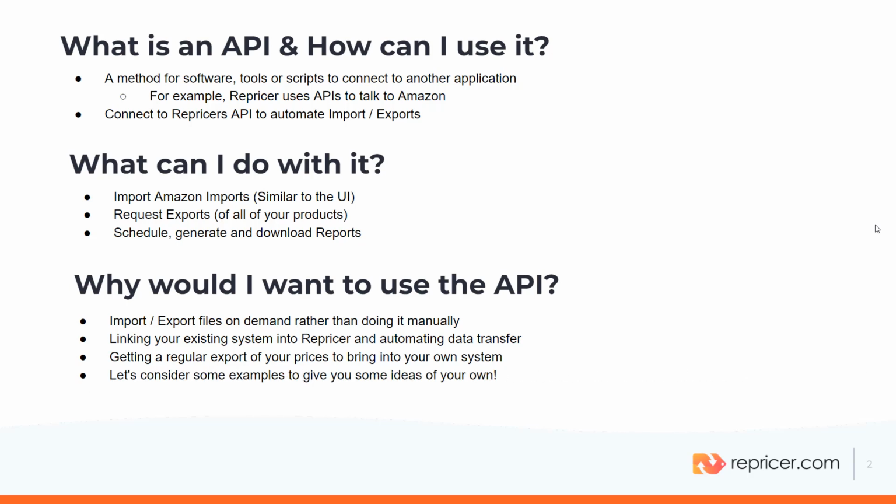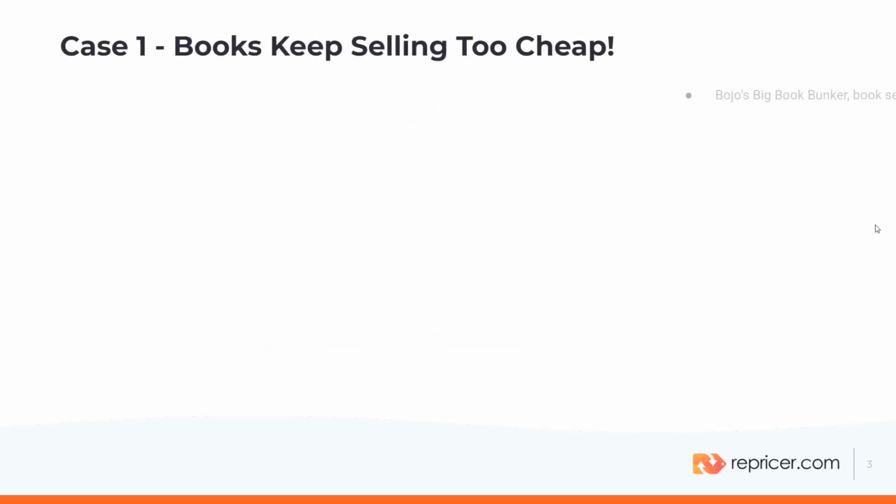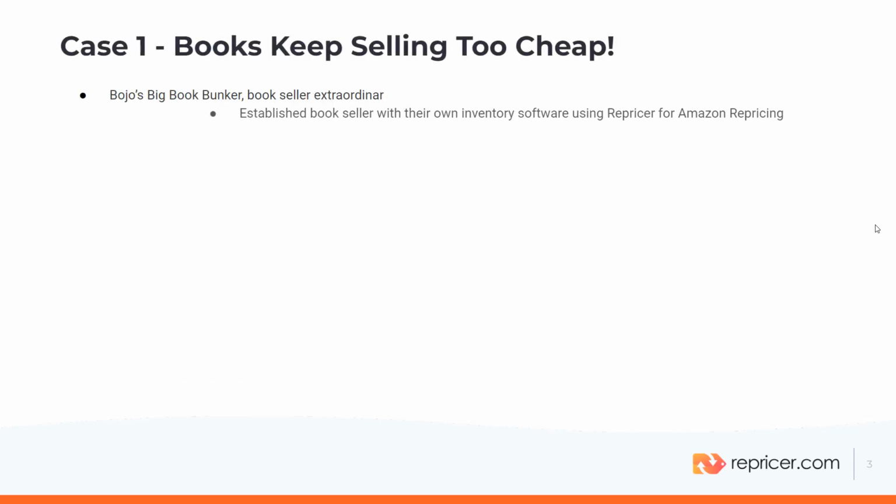But let's actually consider a few specific scenarios. First, we're going to look at the curious case of Bojo's Big Book Bunker. This business is an experienced business seller. They have their own inventory system which they use to control their stock, orders, and other important information. They are, however, using Repricer for repricing, and they have seen huge growth over the past number of years.